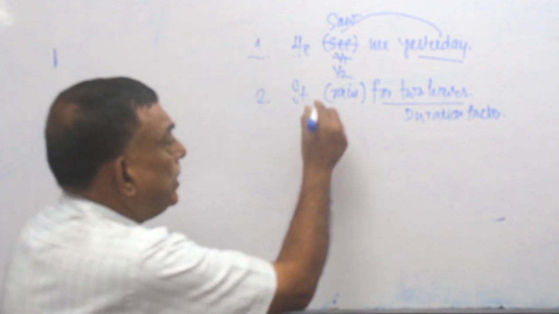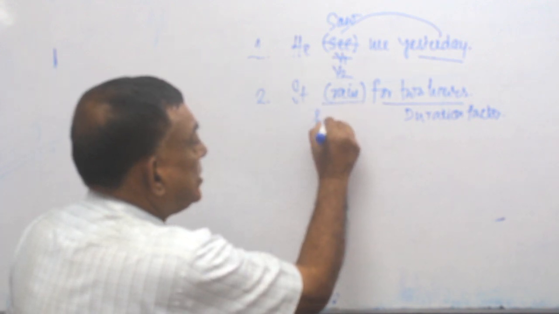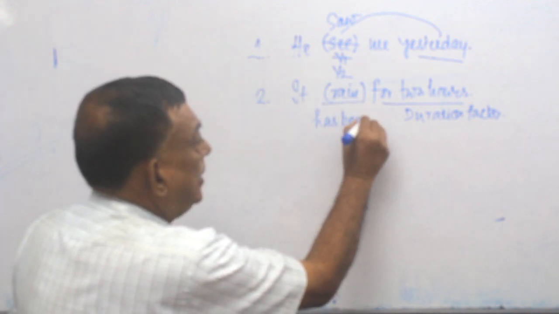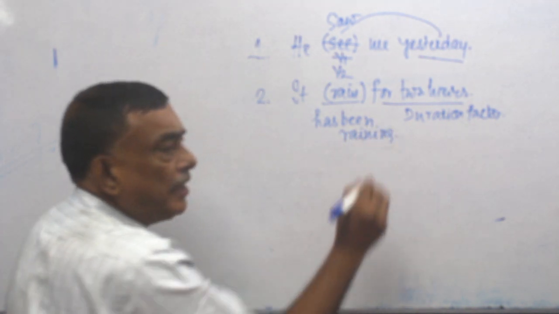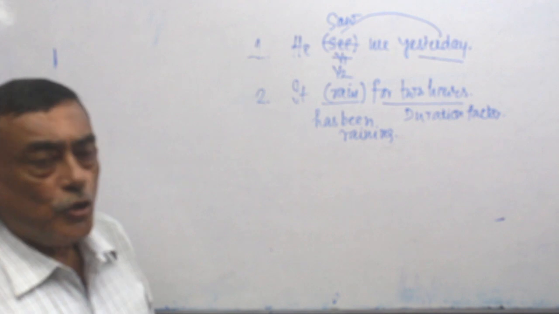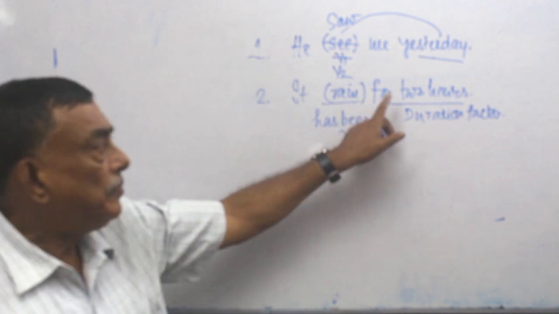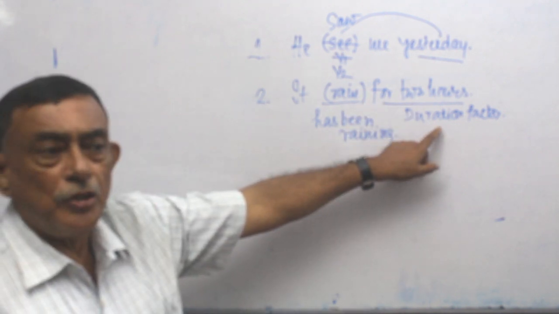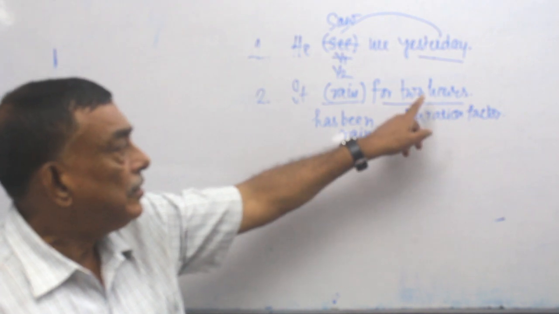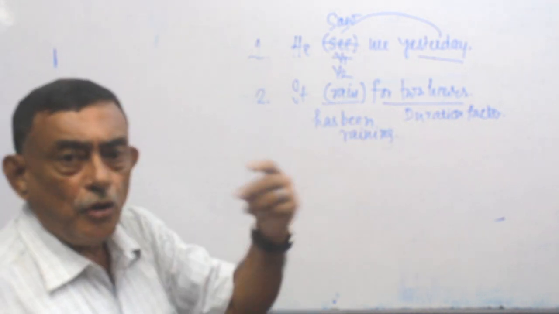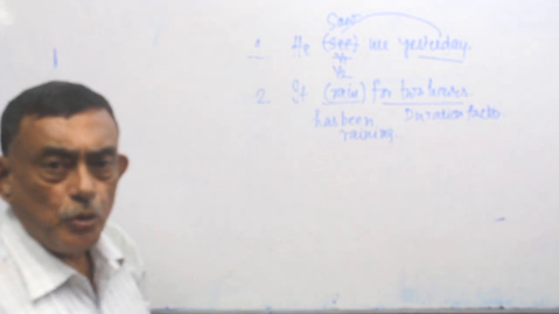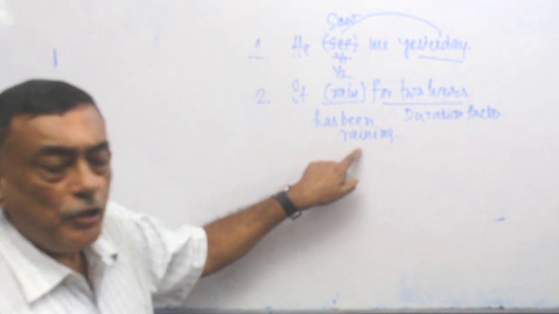Then rain should be converted to "has been," and after that "raining." Now this is the correct answer. You have to just take it. So what you have to learn is that "for 2 hours" is the duration factor. If in a sentence the duration factor is given and the verb remains in base form, immediately you have to change it to present perfect continuous tense.